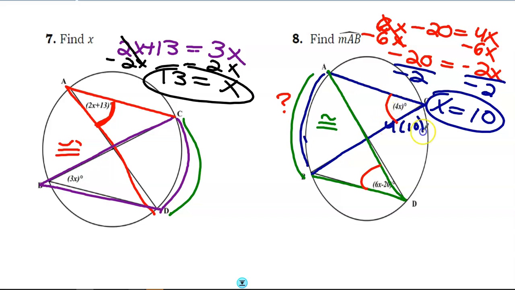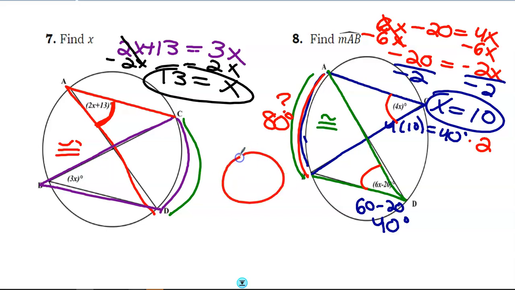4 times 10 is 40. 6 times 10 is 60, minus 20 is 40. They both should be 40 degrees. Now, if I want something bigger, I'm going to times it by 2, and that's 80 for the arc. So first I solved for x, then I plugged it back in, and then doubled to get the arc.